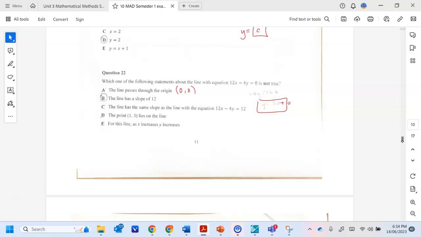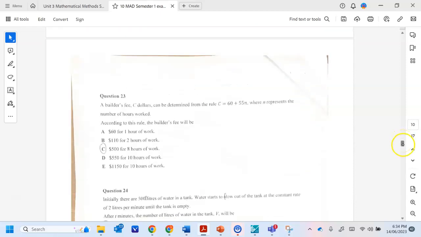The slope is not 12, it is 3. So I could immediately see that that is not true. I don't really need to go through the others, but I think I'd check them anyway. Because this part is the same, they have the same slope. 1, 3, just substitute it in to see if the left-hand side equals the right-hand side. And because your gradient is positive, as x increases, y also increases.